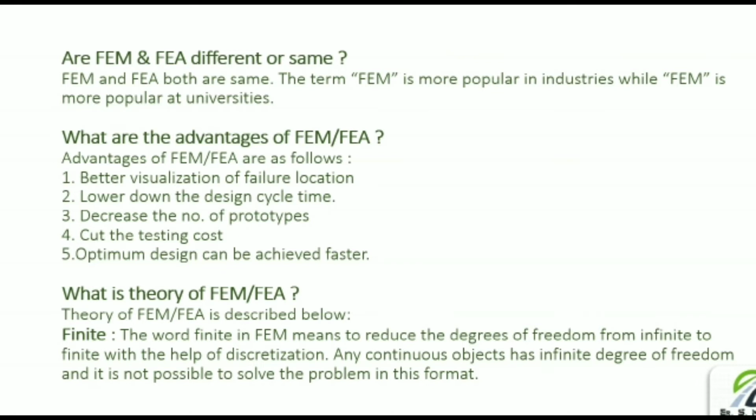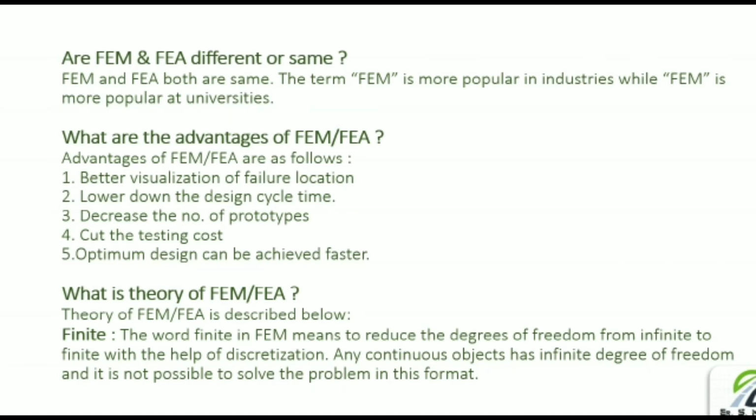What is the theory behind the finite element method? The word finite means to reduce infinite degrees of freedom to finite with the help of discretization, that is, breaking a complex structure, any structure, into smaller domains. As we know, any continuous object has infinite degrees of freedom, and in this format we cannot solve that problem. That's why we use the finite element method to reduce that infinite degree of freedom to finite degrees of freedom.